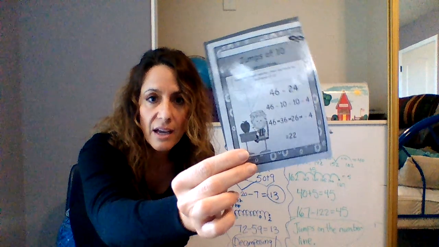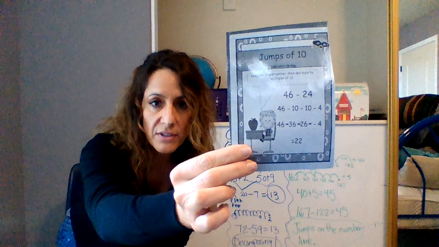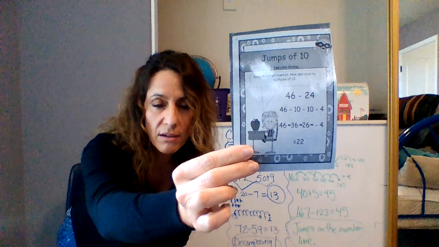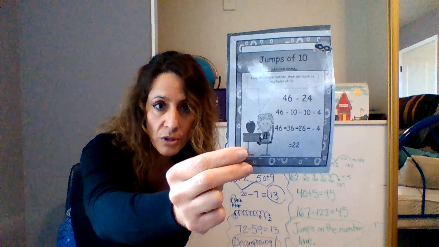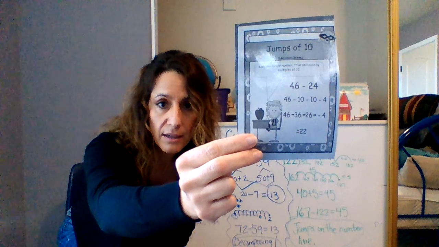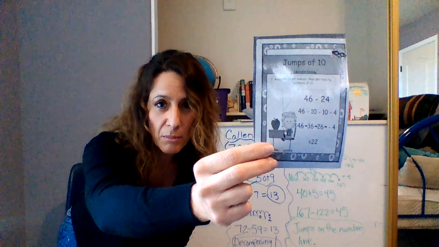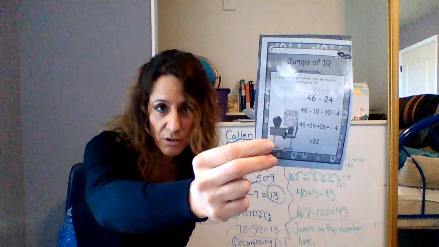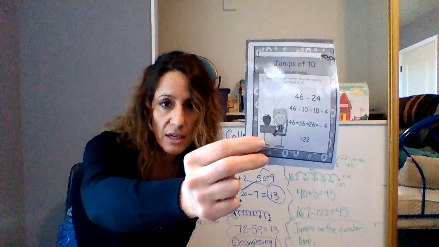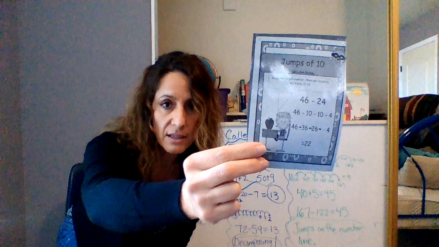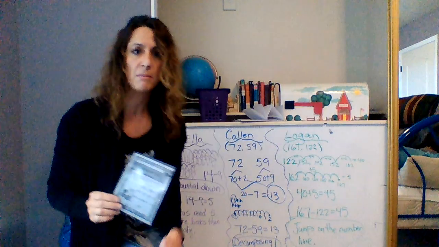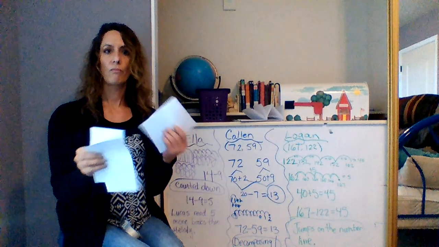And here is another strategy that we learned called jumps of 10. Remember that one? It was on the wall. This one's good for addition or subtraction. Yeah, jumps of 10, or we like to call it just jumps on the number line because sometimes we do jumps of 100 and jumps of ones also, depending on what we're subtracting. Okay, so I'm going to mix them up. Like this.